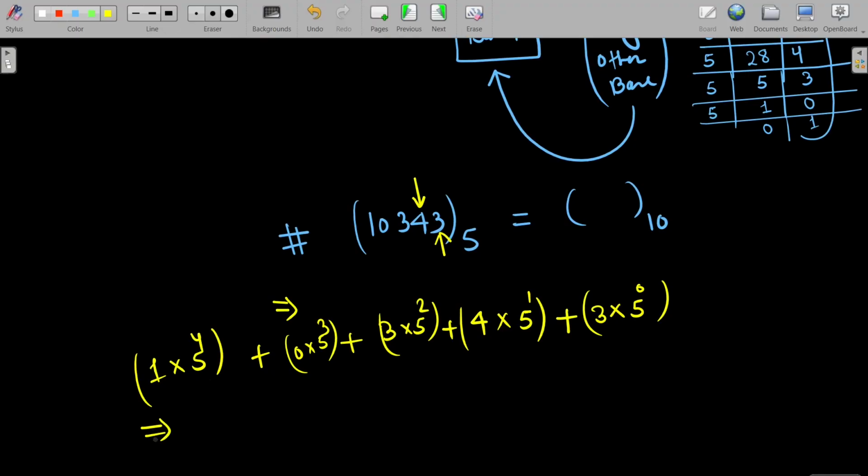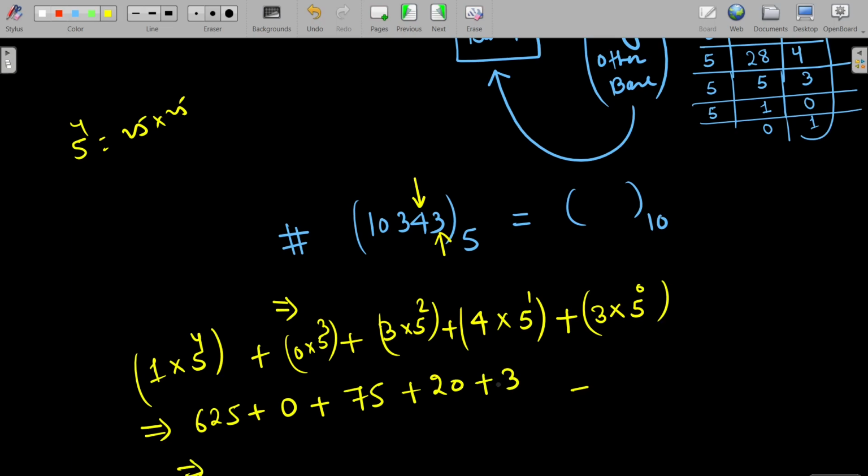Okay, so we can simplify this. See, 5 raised to power 4 is what? 5 raised to power 4, that is 25 into 25, that is 625. And this is the 0. This is 5 square is 25. 25 3s are 75. Plus 4 5s are 20. Plus 3 into 1, that is the 3.